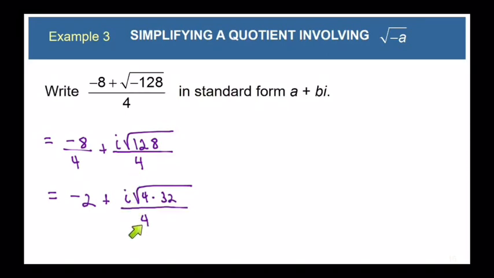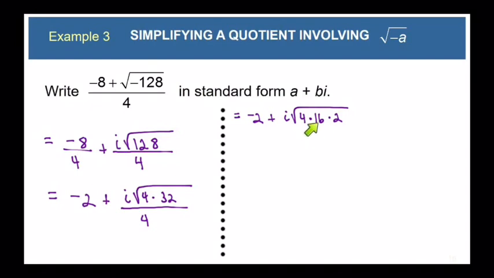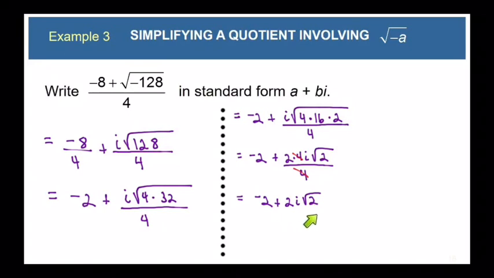And I still have this 4 in the denominator. Now, I happen to know that 32 is 16 times 2. And I want to go ahead and break that down because the more perfect squares I have under the radical, the better off I am, the easier it is to simplify. And don't forget, our denominator is 4. All right, now we'll simplify this radical. The square root of 4 will be 2. The square root of 16 will be 4. There's already an i out there, and all that's left under the radical is this 2 right here. And now that term is over 4. Notice now that I have a 4 in the top and a 4 in the denominator. Those 4's will cancel, leaving us with negative 2 plus 2i times the square root of 2.